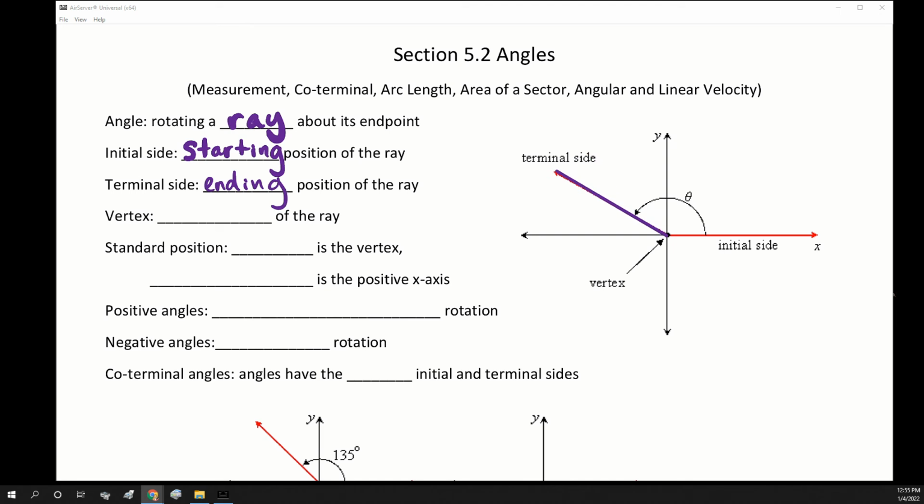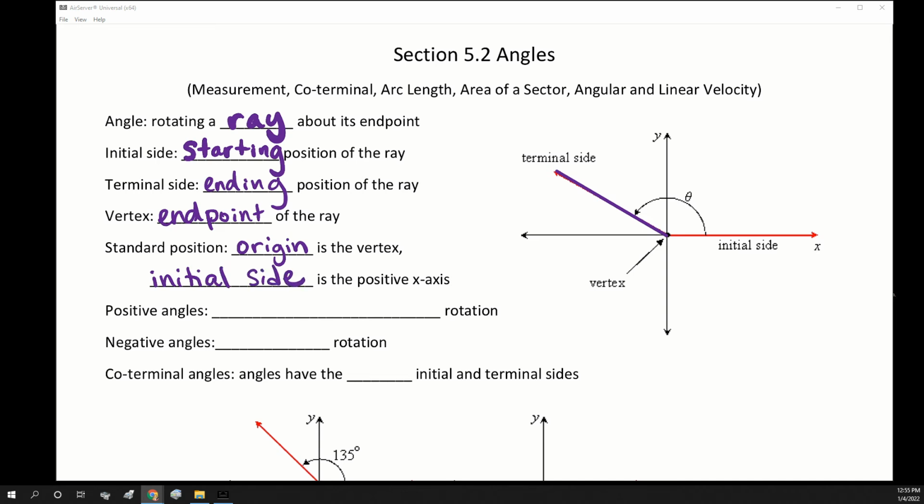The vertex is the endpoint of the ray. And we're going to think about our rays or our angles being drawn in the coordinate plane. Standard position is when the origin is the vertex, so 0, 0, and the initial side is the positive x-axis.